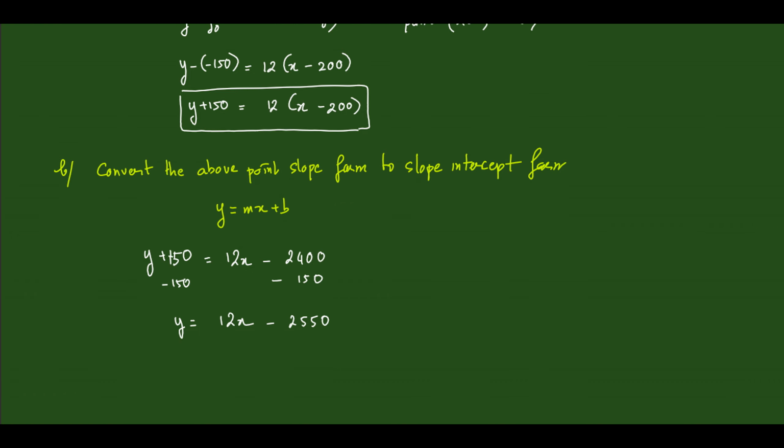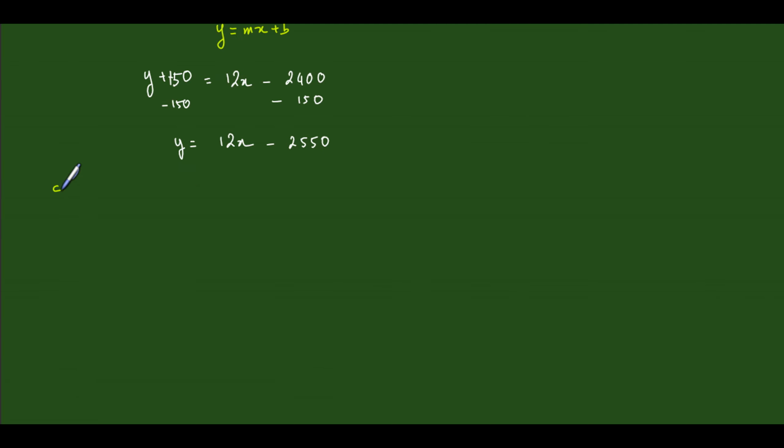Let's see what we do for part C. The question is: find the number of units needed to make a profit of at least $500 per week.